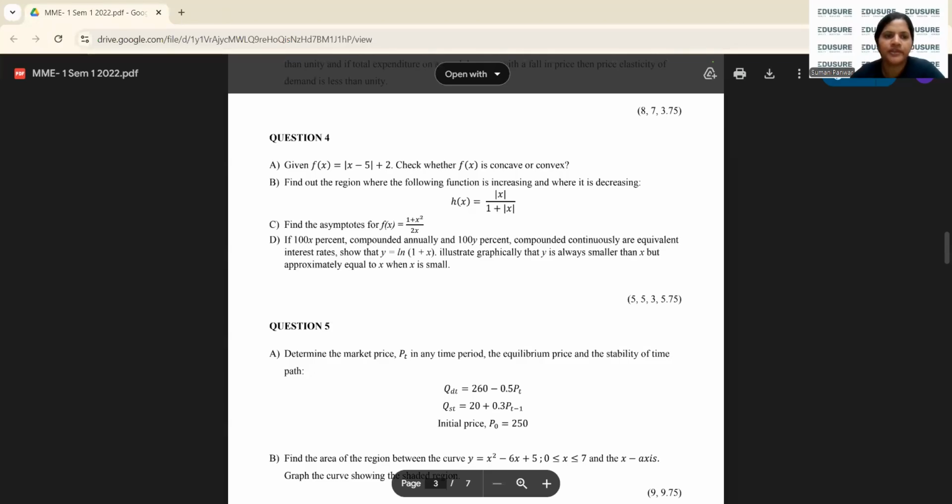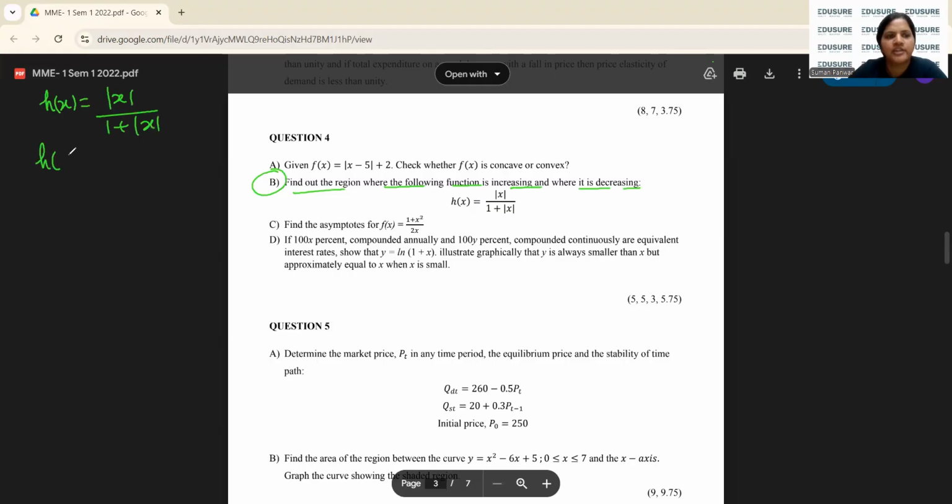TU 2022 Introductory MME, question number 4, part B. Find out the region where the following function is increasing and where it is decreasing. So, h of x is equal to mod of x divided by 1 plus mod x.